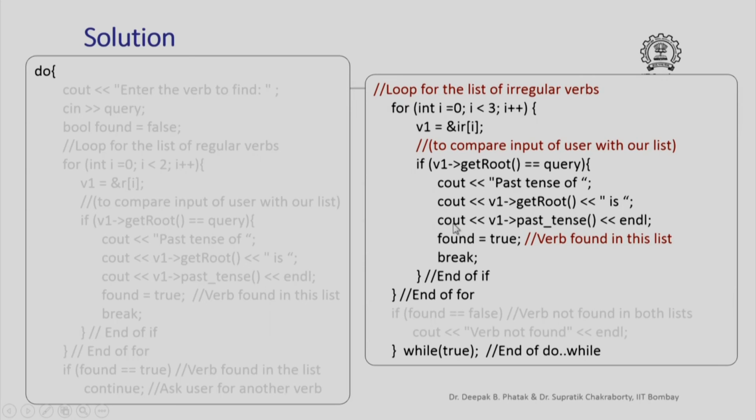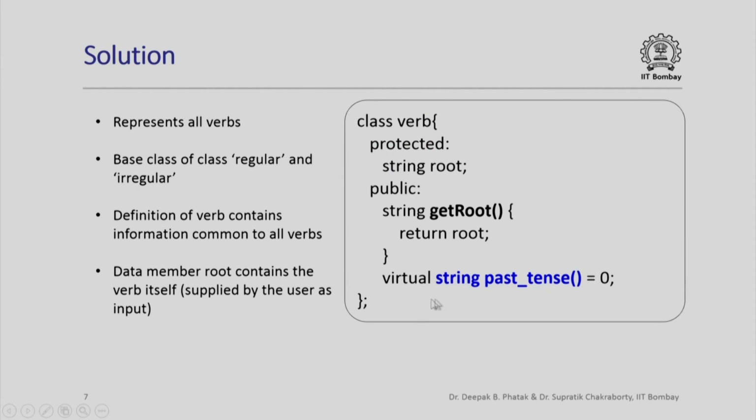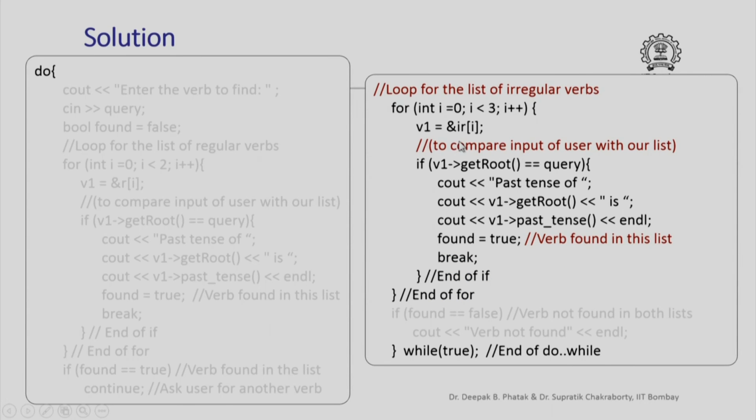And how do we now print the past tense of this verb? We call v1 arrow past tense, but v1 being a pointer to the base class and the base class being an abstract class in which past tense was a pure virtual function, v1 arrow past tense would really require us to find out what v1 is pointing to, and in this particular case v1 is pointing to an object of the class irregular.